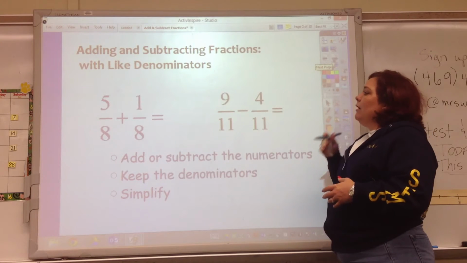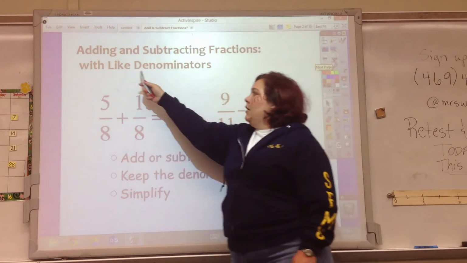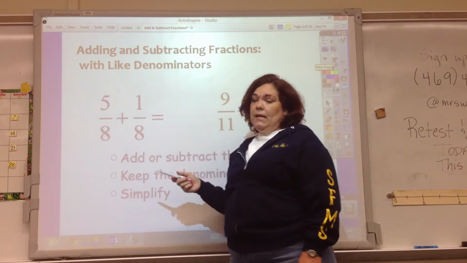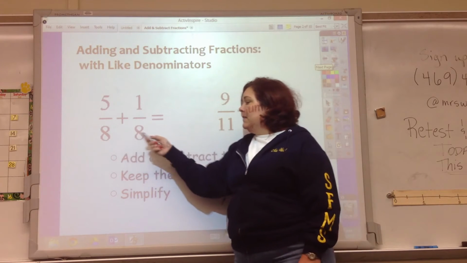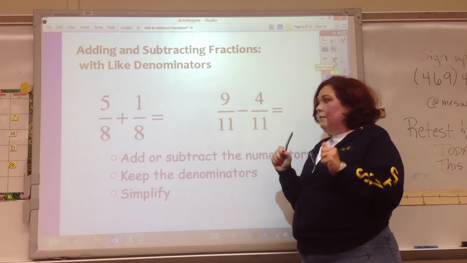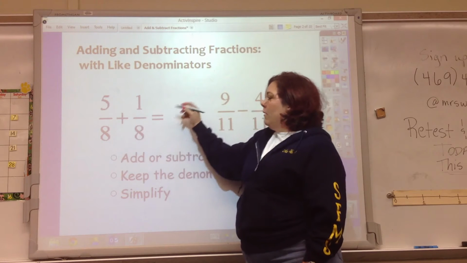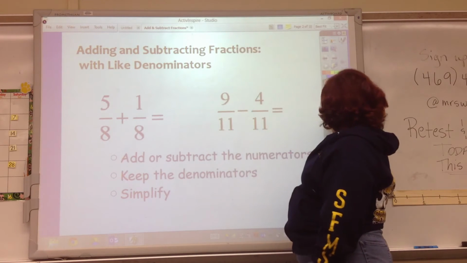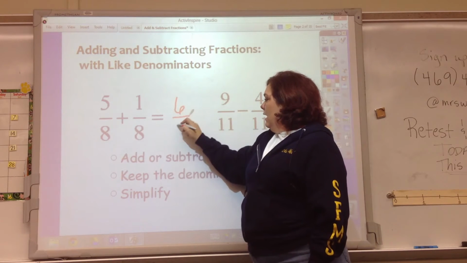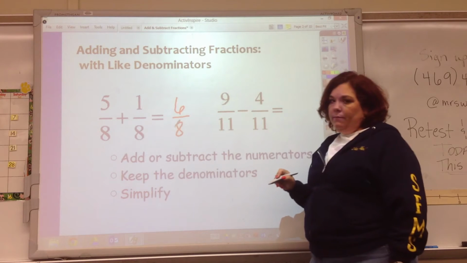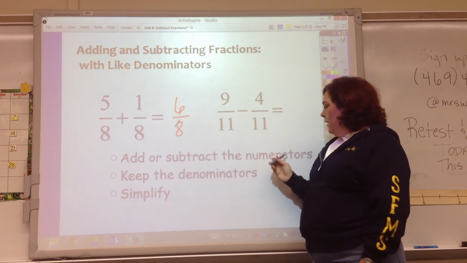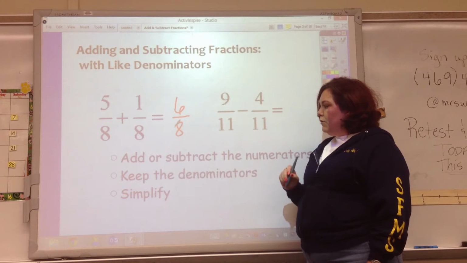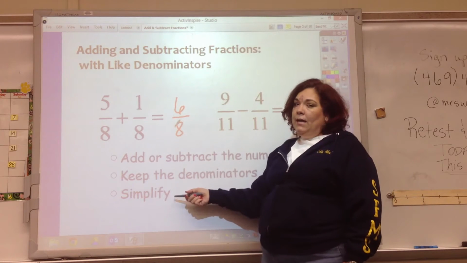So, with adding and subtracting fractions with like denominators, the denominators that are the same. If the denominators are the same, they have to be the same, then you can just add the numerators and keep the denominator. Okay? So, add or subtract the numerators, keep the denominators. And then simplify if necessary.